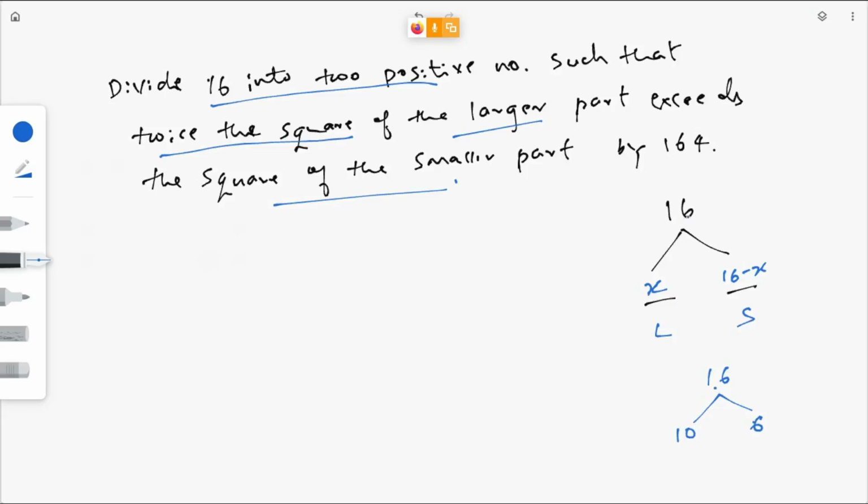So similarly, this is 16. This is my first number x. If you subtract this x from the 16, then you will get the smaller number. So the smaller number is 16 minus x.